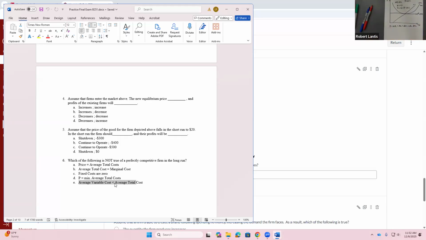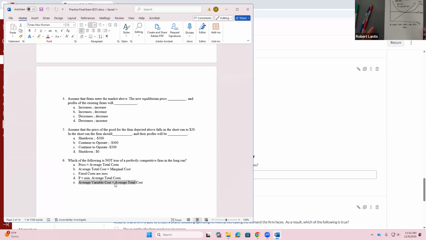Everything essentially is equal, and I could even say it's equal to what? Average variable cost. Everything is equal in the long run for a perfectly competitive market. Okay? With the exception, this isn't equal to quantity, but in terms of all the costs and marginal revenues, those would all be the same thing. Okay?